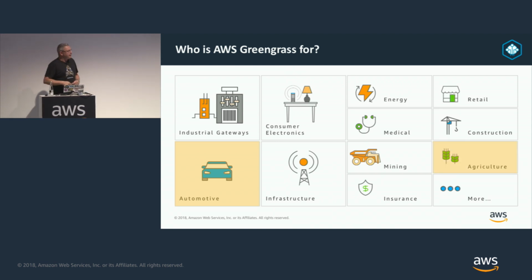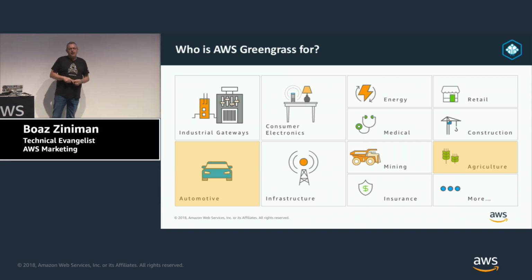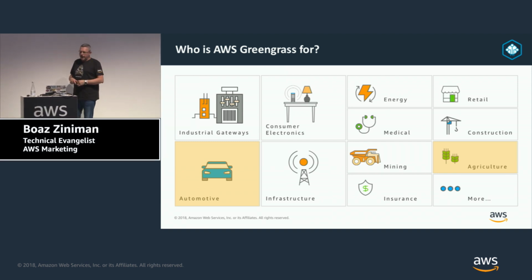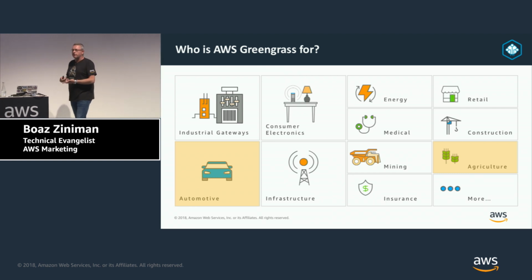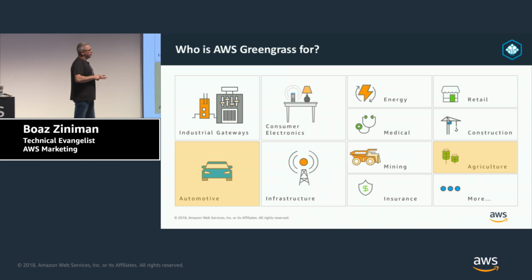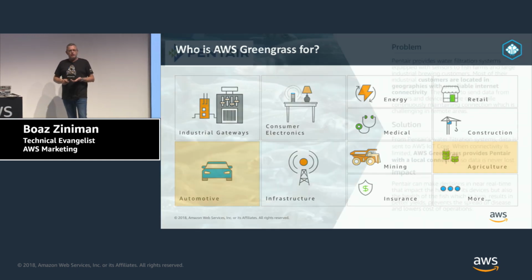And you can find Greengrass in very interesting places that you never thought about. Agriculture, for example. And this is another industry that you might not think of as an IoT-related one. But we see a lot of IoT devices today in agriculture, in everything related to soil quality and automated watering systems, and auto-driving combines, and even fish farms.